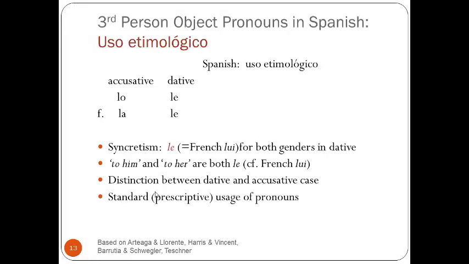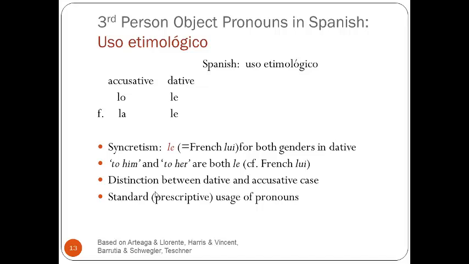The most conservative system of use with third-person pronouns, and here we're talking him, her, to her, basically, that's all we're talking about, is what we call the etymological use, and that is basically the original use. So in this use, we have lo for a masculine direct object, la for a feminine direct object. Dative is le either way. For French speakers, that would be accusative le, masculine, accusative la, feminine, and dative lui. So the system is set up exactly like this uso etimológico in Spanish.